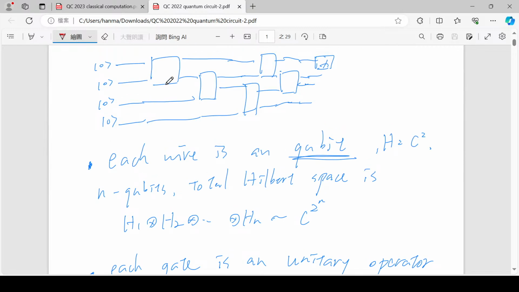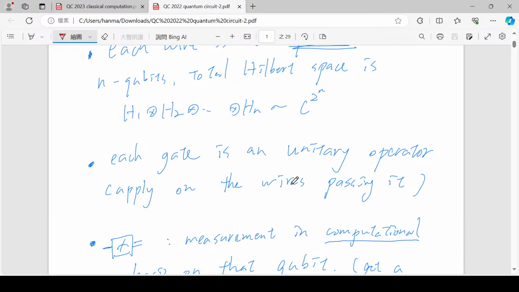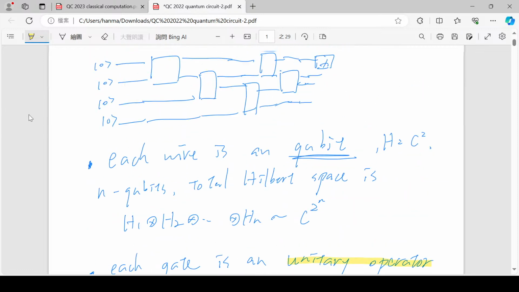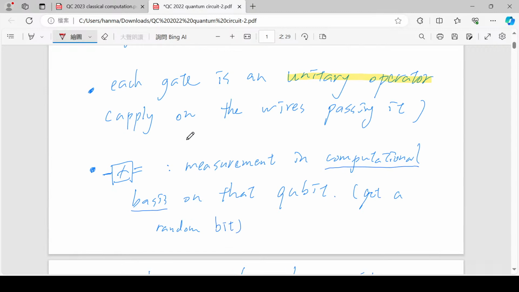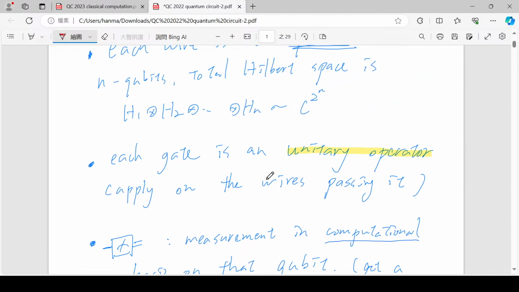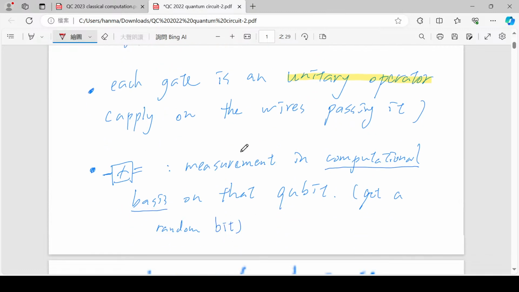Now things are a bit different. Classical gates have some truth table, so you have input and output. But quantum gates need to obey quantum mechanics. So each gate is a unitary operator, and it's a unitary operator that applies on some of the wires. If you think about the total unitary on the whole space, it's going to be U tensor I on all other spaces. So each gate is a unitary operator.